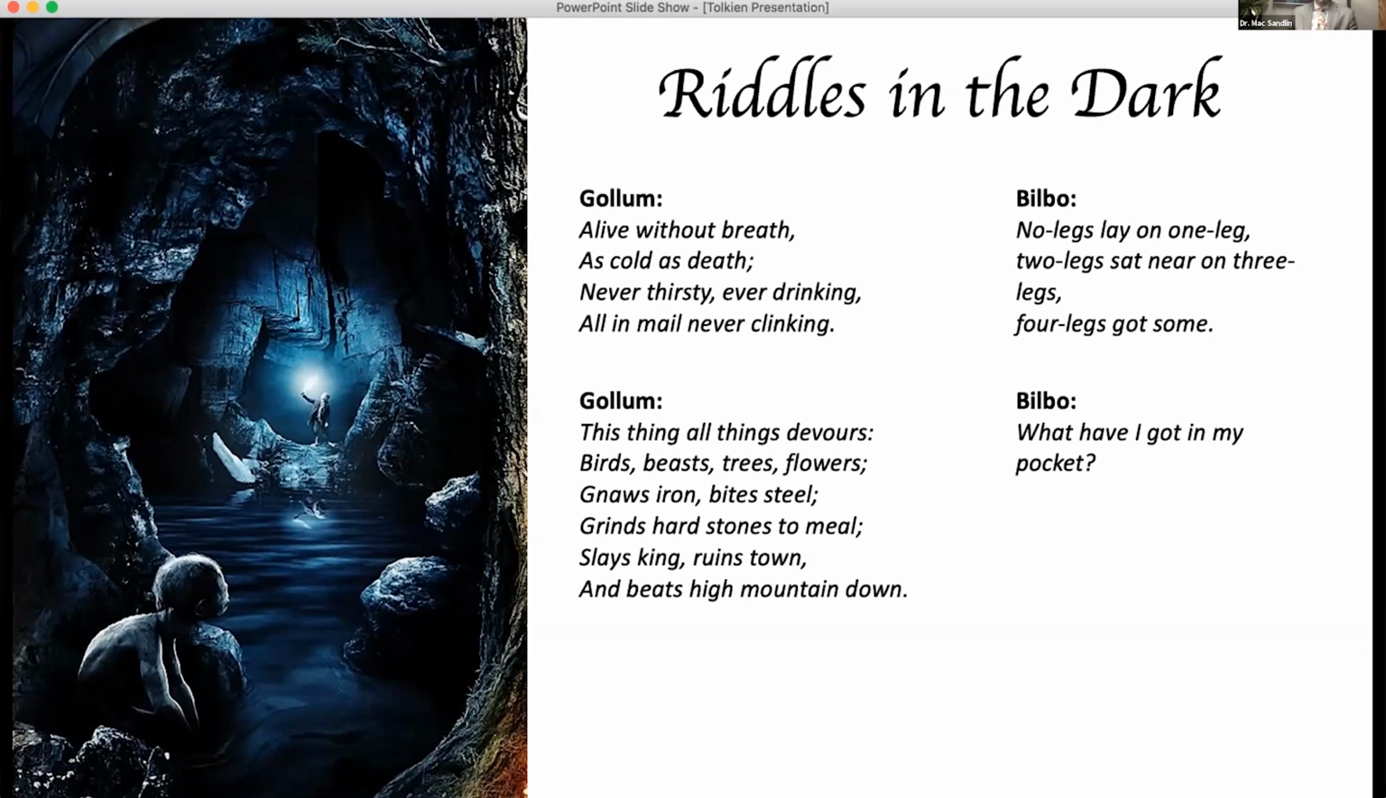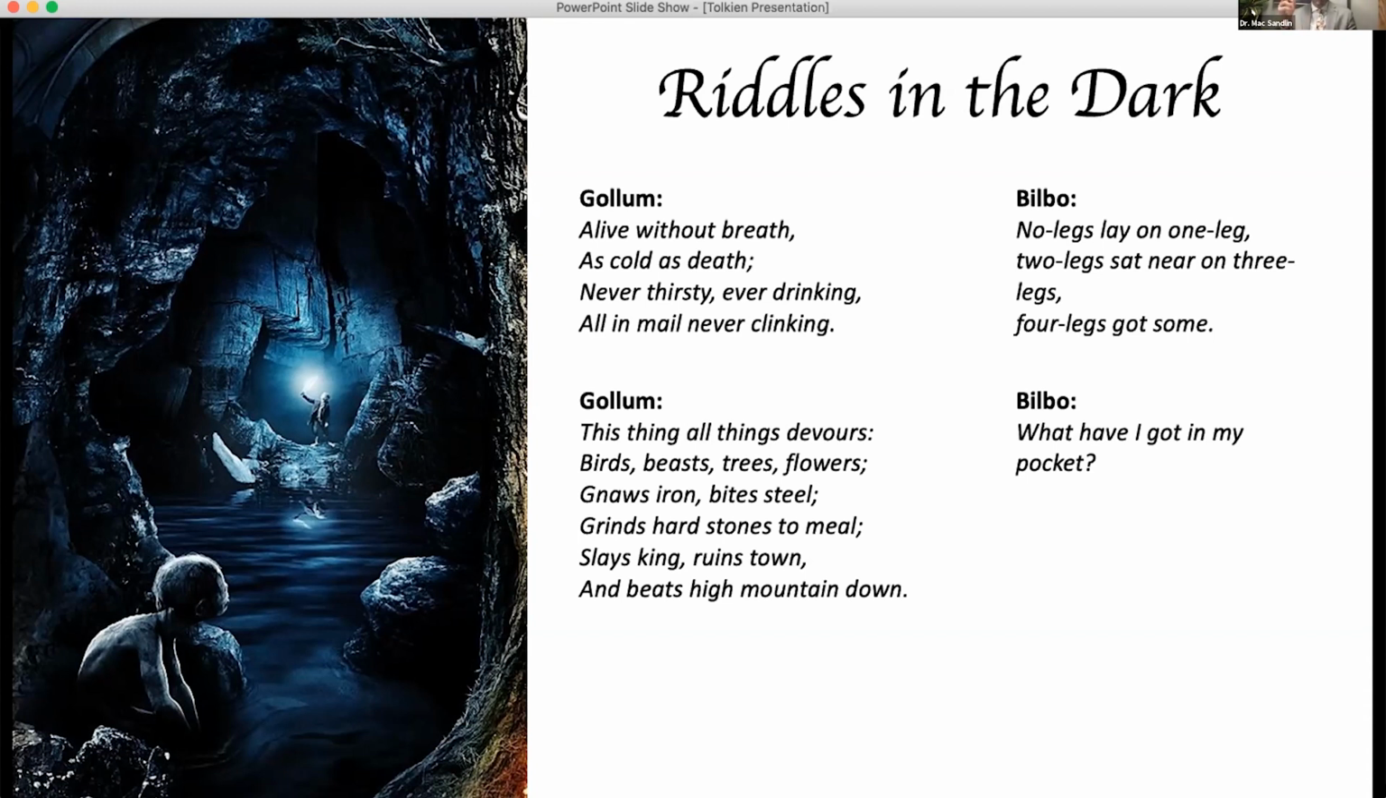No legs, that gives it away. That's a fish. We've just been talking about fish. 1 leg, this is a pedestal. This is the pedestal table, right? 2 legs, that's a human. Sat near on 3 legs, the stool. 4 legs got some. Cat gets the bones. So Gollum guesses it pretty quickly, and he says, fish on a table, man at the table sitting on a stool, cat has the bones.